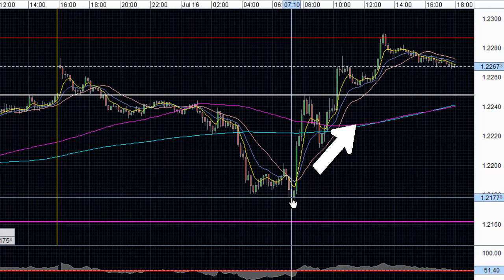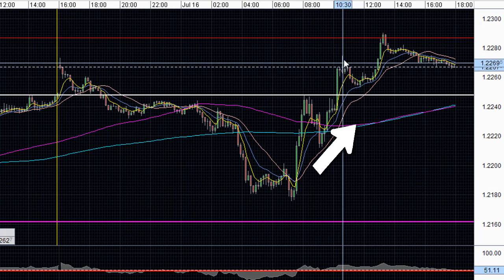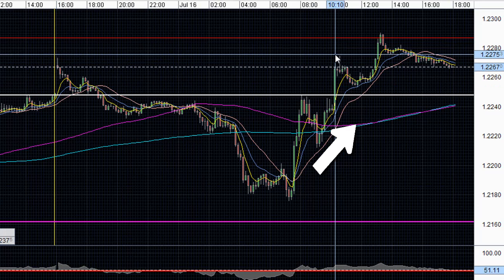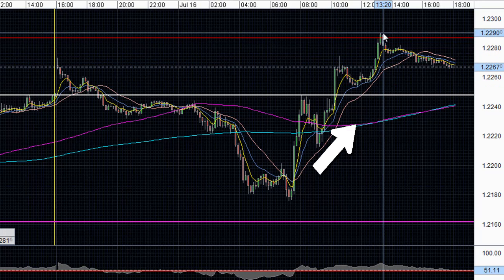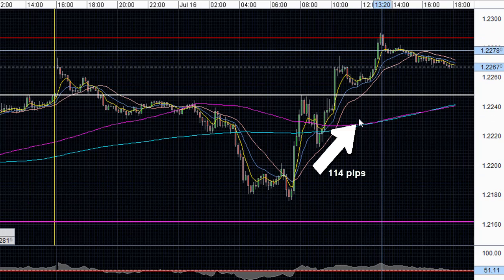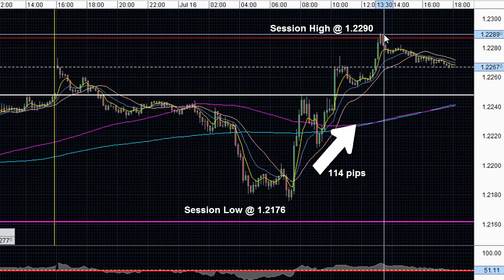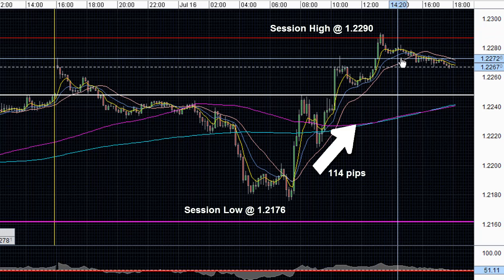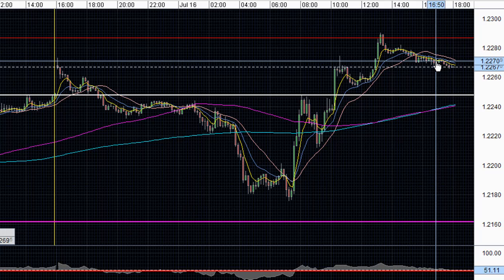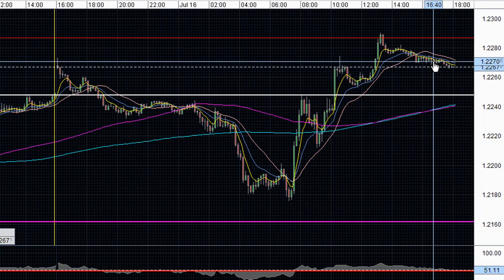You can see how the pair had recovered all of its losses for the day. It broke above the previous high, and it formed a new high at 22.90, and the pair had rallied 114 pips from the session low here at 21.76 up to the session high here at 22.90. And right now you can see that the pair is currently in a consolidation pattern around 22.70, awaiting the breakout during the Tokyo trading session.